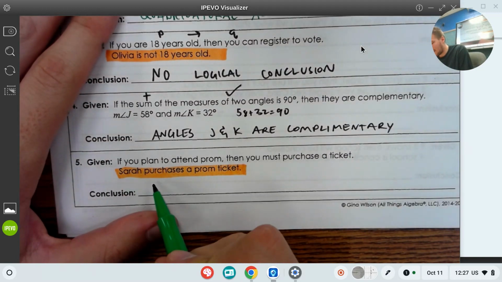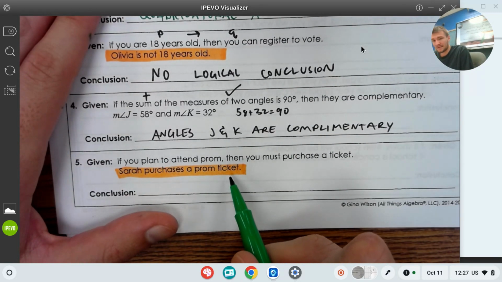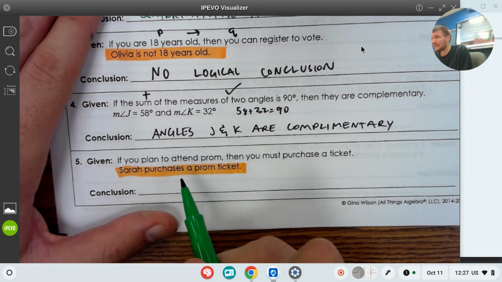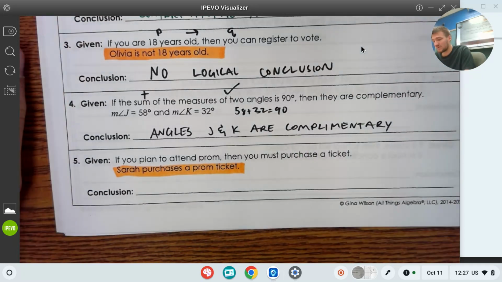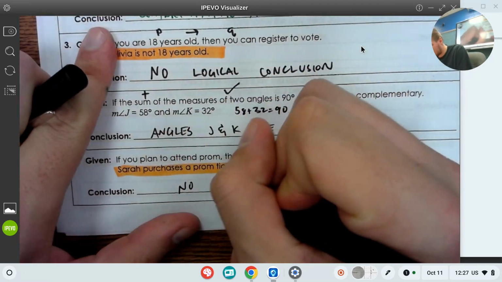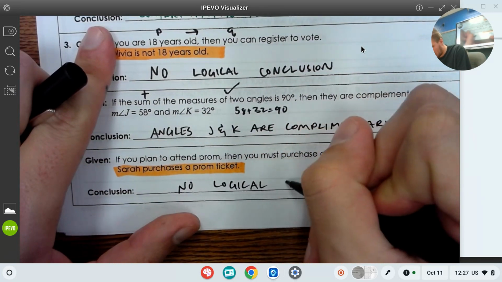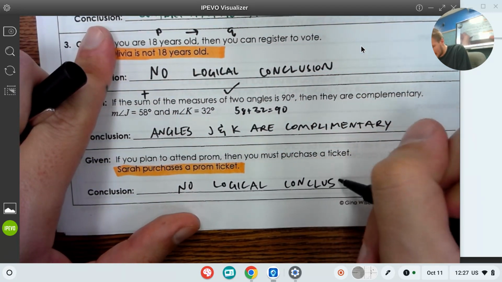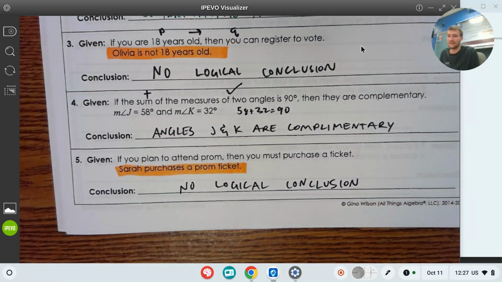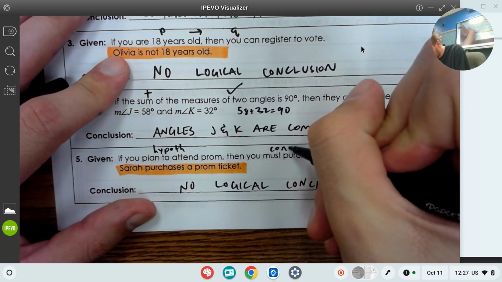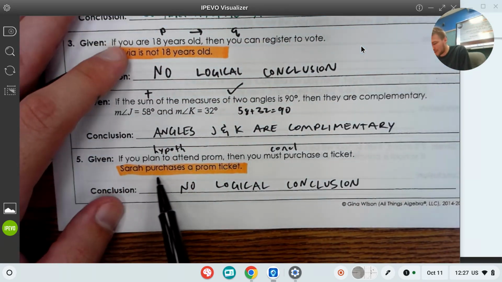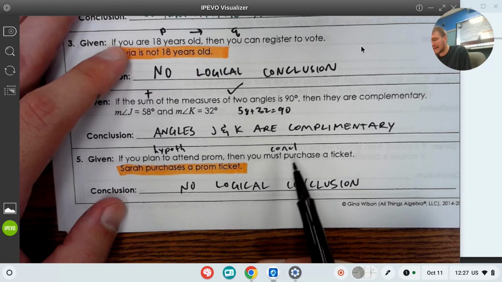Sarah purchases a prom ticket. That has nothing to do with the P, correct? This is talking about the Q. And so, no logical conclusion. Wait, how is it no logical conclusion? Because we need this extra piece here to be talking about the hypothesis. And because the hypothesis comes first and the conclusion comes second, Sarah purchases a prom ticket. That is about the conclusion.